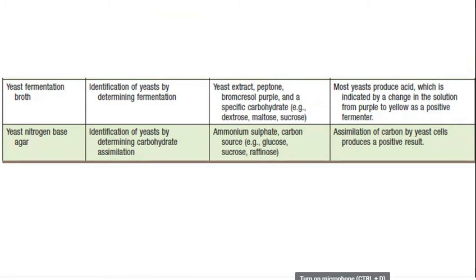Alamin nyo din yan kasi kasama yan sa trabaho natin sa laboratory. Alam natin kung anong dapat media ang kailangan natin gamitin.